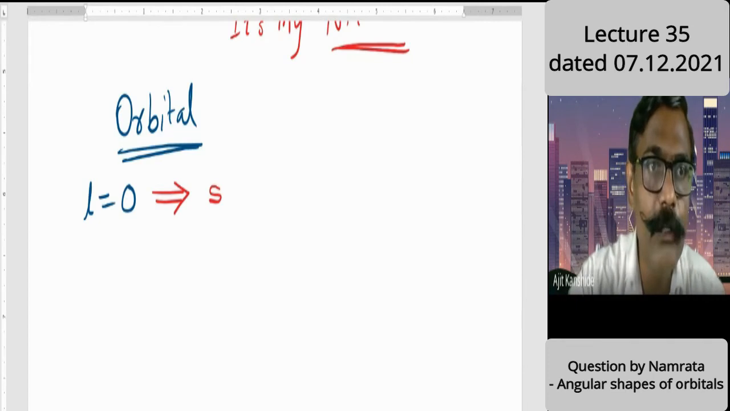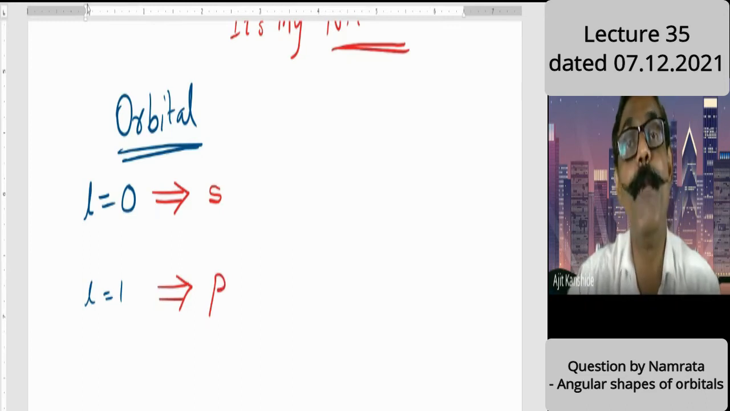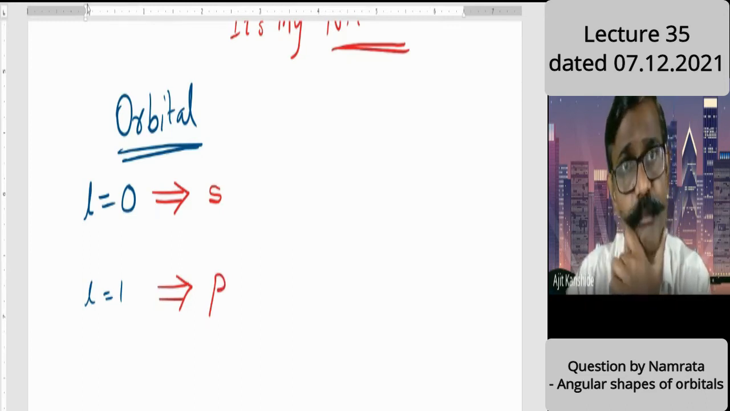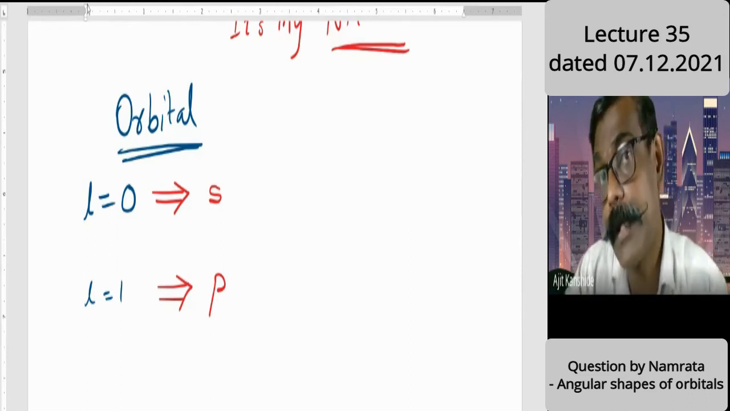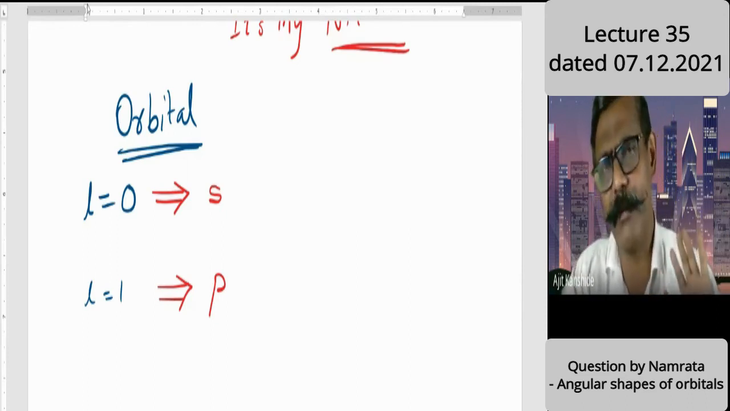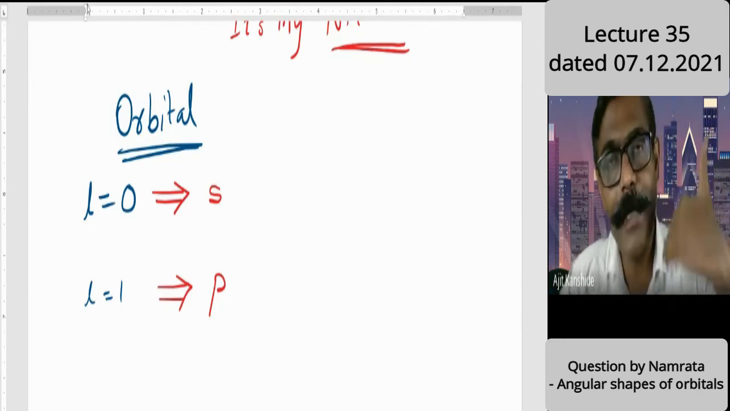When l is equal to 1, what do we say? P. Which sublevel is it? It is the p sublevel. Properly, it is a p sublevel. In that, px is an orbital, py is an orbital, pz is an orbital, and p is a sublevel. But all are equivalent, therefore our habit is to say p orbital.